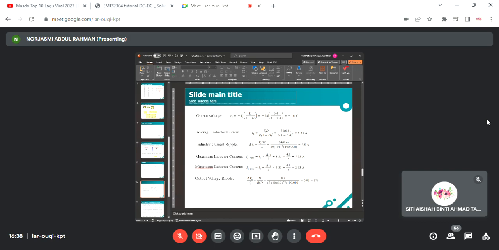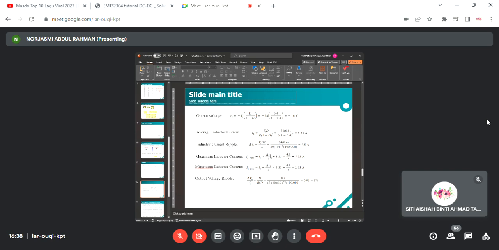And the output voltage ripple is direct, straightforward. We know that delta V0 over V0 equal to D divided by RC times frequency. Then you have 0.01, which is 1%. So that's all for the buck boost converter. You can see that the design is the same. The formula is almost the same. The only difference is how you analyze the circuit.